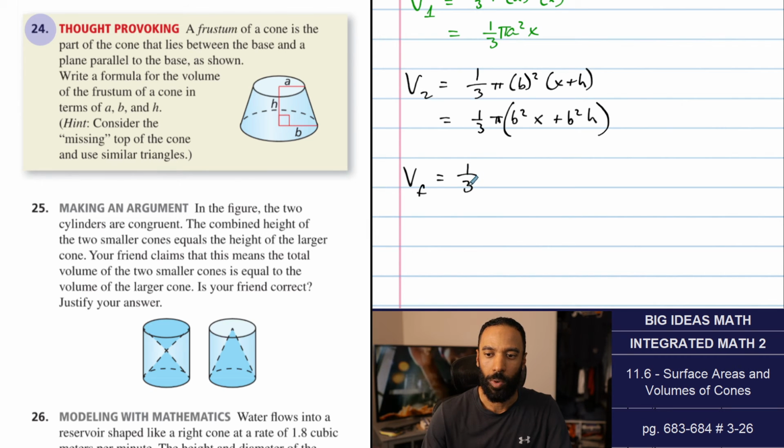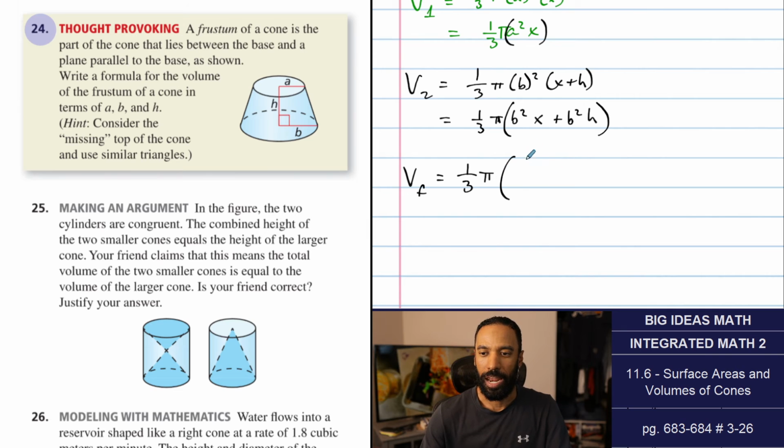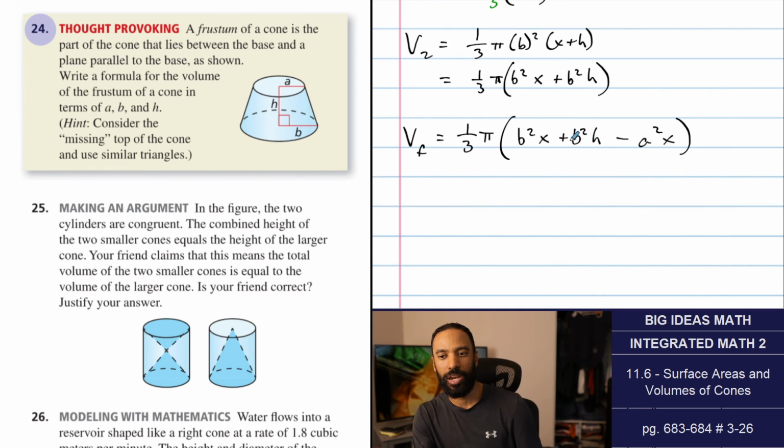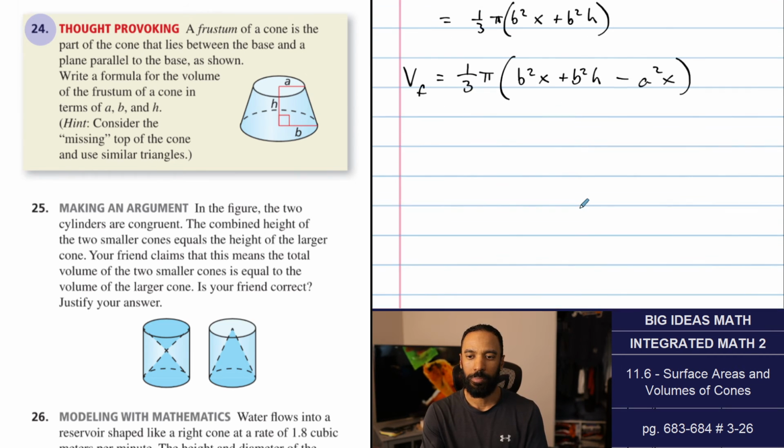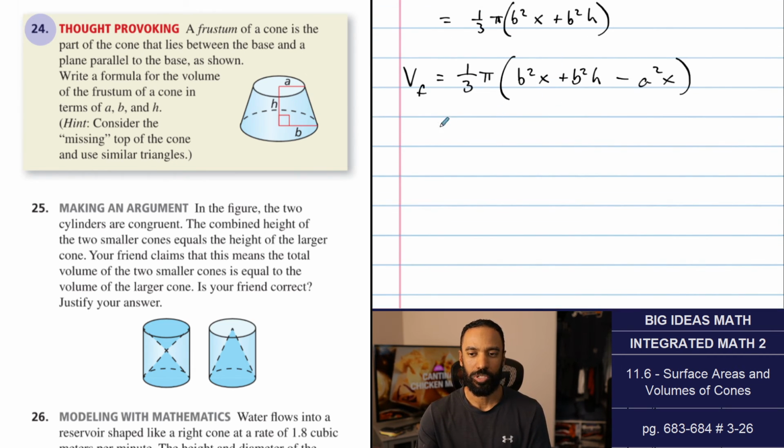So let's do it right now. 1/3 pi is going to factor out of here. It even factors out of this one. And I'm left with b squared x plus b squared h. And I have to subtract a squared x. So it's at this time that I think I've got to substitute this for x, AH over b minus a, because I've got to start cleaning some stuff up in here.